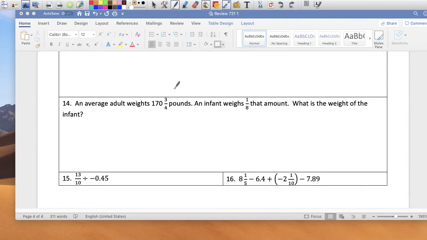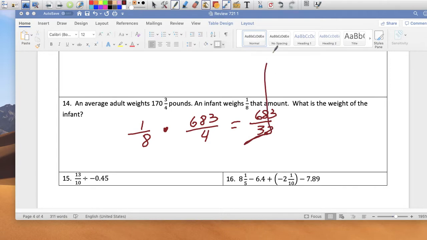So I'm going to multiply, change that right away. 170 times 4 equals some number, 683 over 4. But that's the adult, and an infant weighs 1/8 of that. Right? So here's my of. Simplify? Of course not. So how many times can 32 go into that? I have no idea. 683 divided by 32 equals 20 times apparently, which gives us 640.